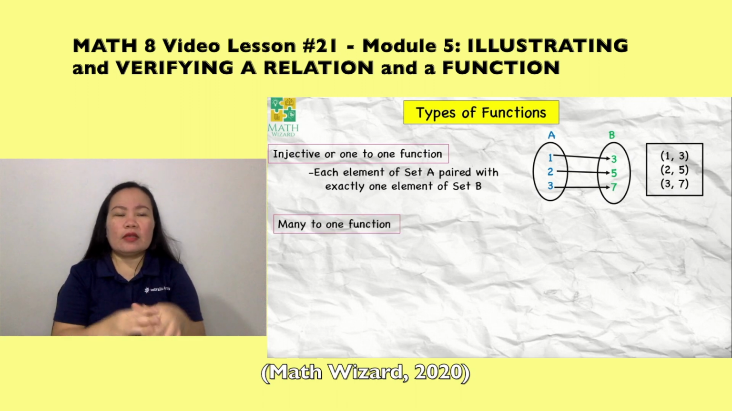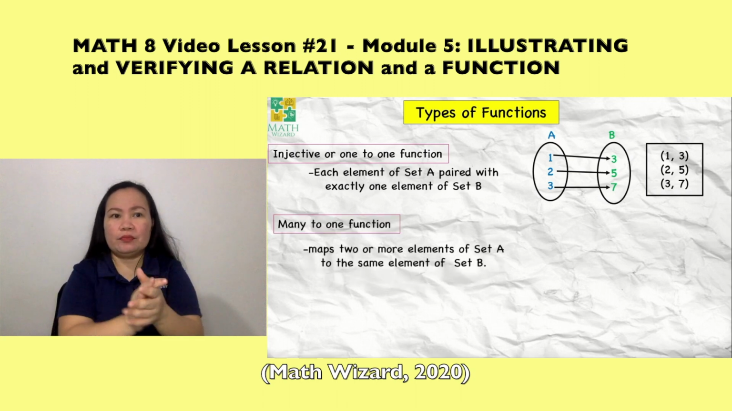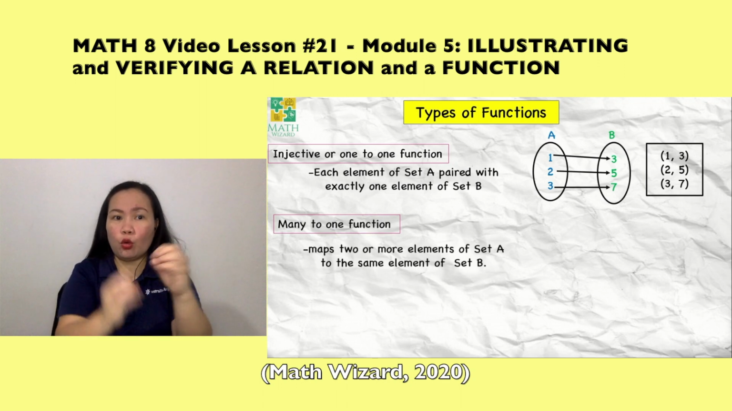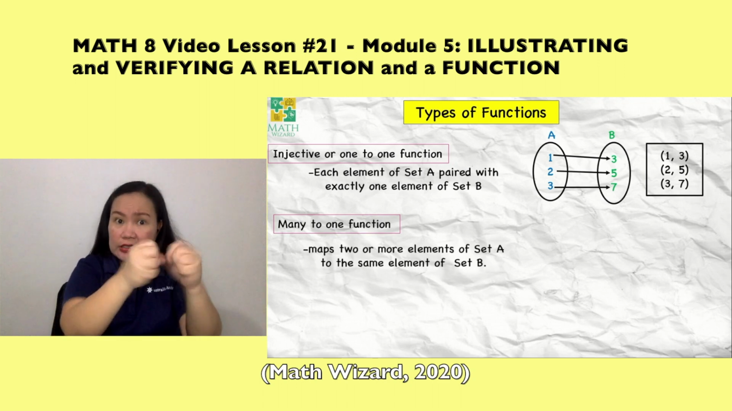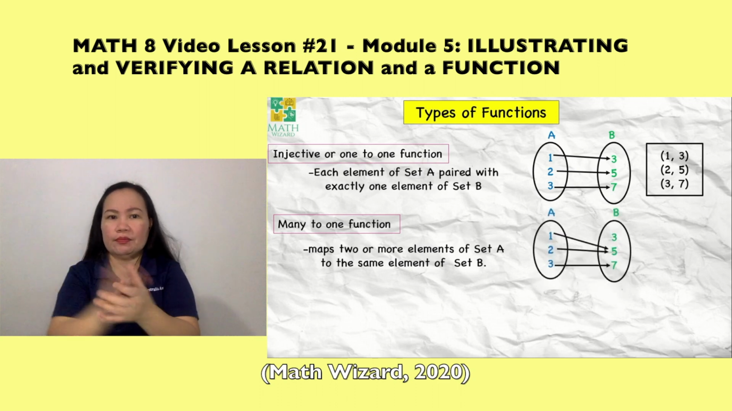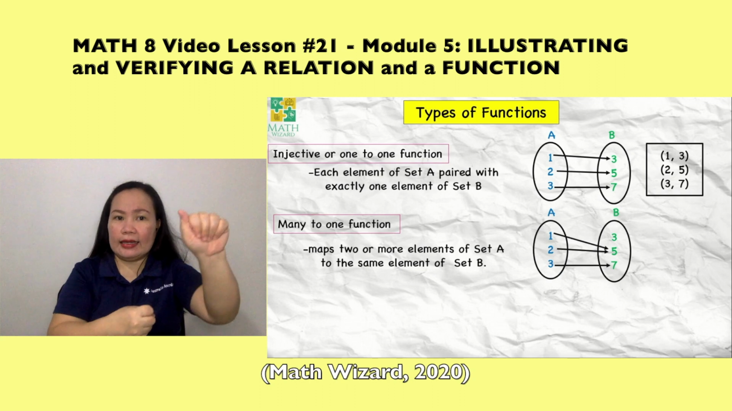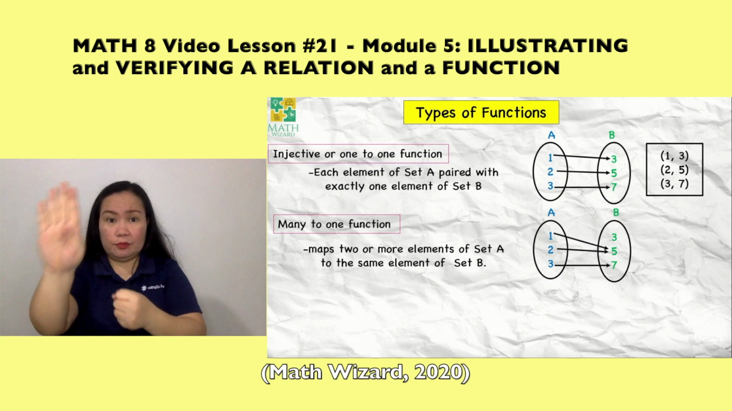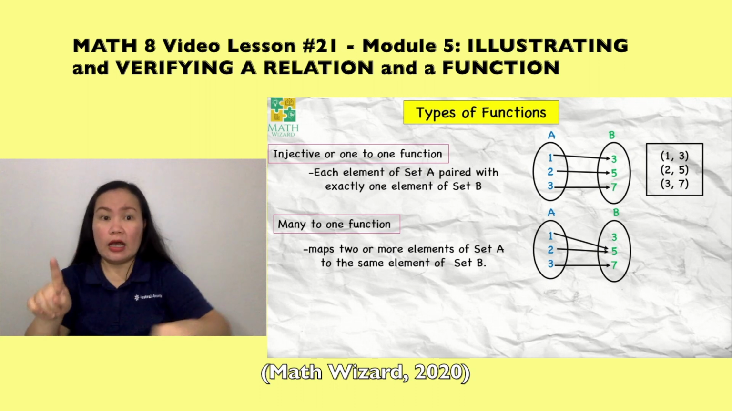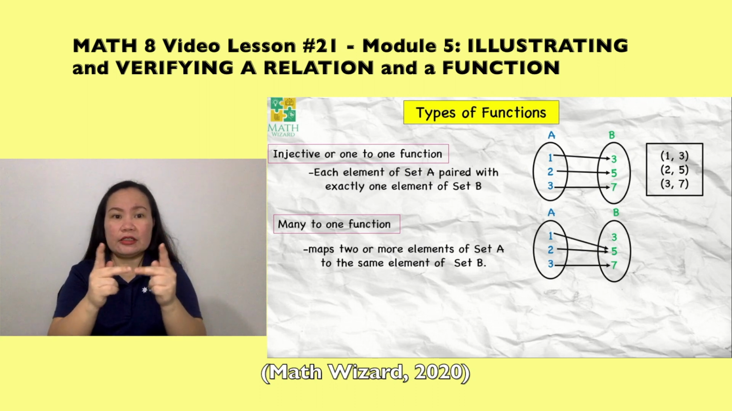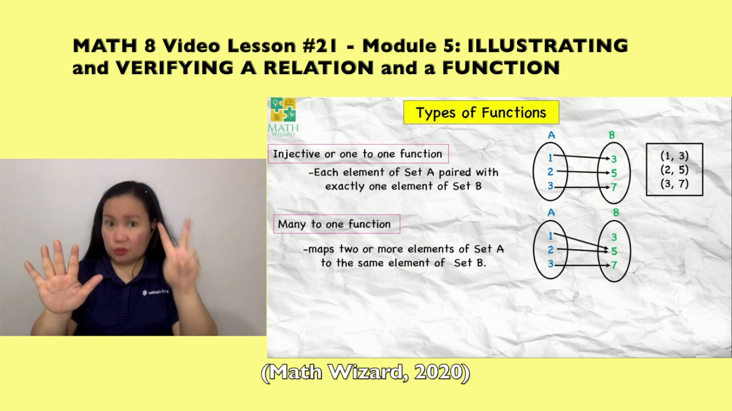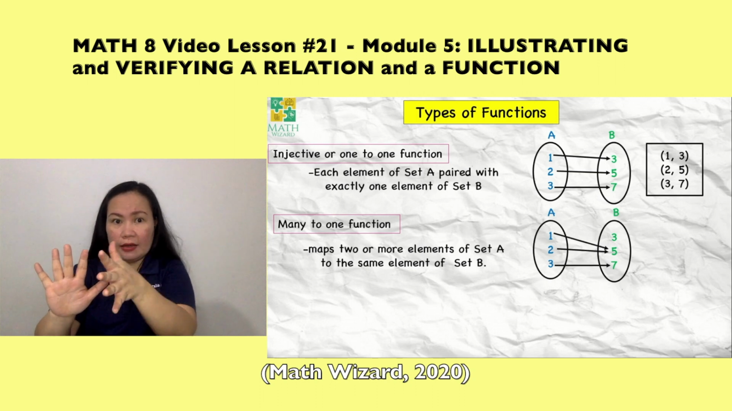Next is we have the many-to-one function. Pag sinabi nating many-to-one function maps two or more elements of set A to the same element of set B. Example, sa set A we have 1, 2, 3. Sa set B we have 3, 5, 7. Pag many-to-one function, partner ni 1 is 5. Ang partner ni 2, si 5 din. And ang partner ni 3 ay si 7.